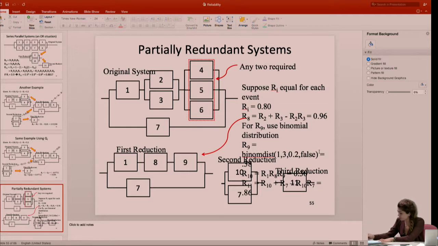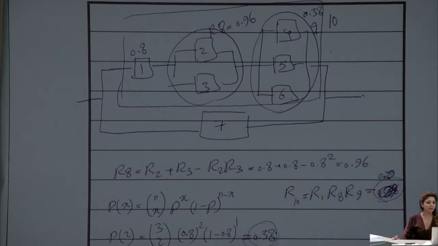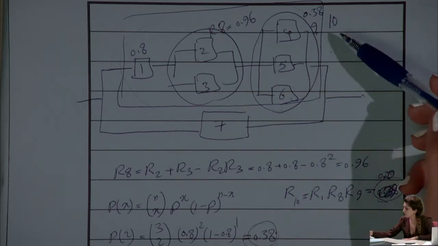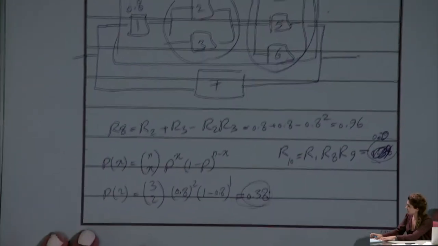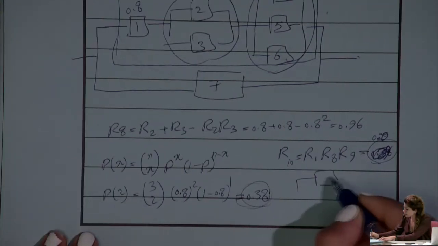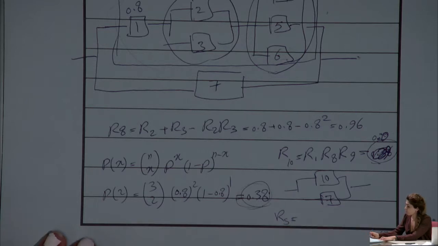So maybe I have to double check this 0.38 here. There might be some miscalculation, but I trust you guys to do that part of the calculation and double check later on. So if I now want to calculate the reliability of the whole system, I have block 10. Our system has reduced to these two blocks, block 10 and block 7, and you want to calculate the reliability of that. It's going to be either of them working. Then basically it's 1 minus none of them working.